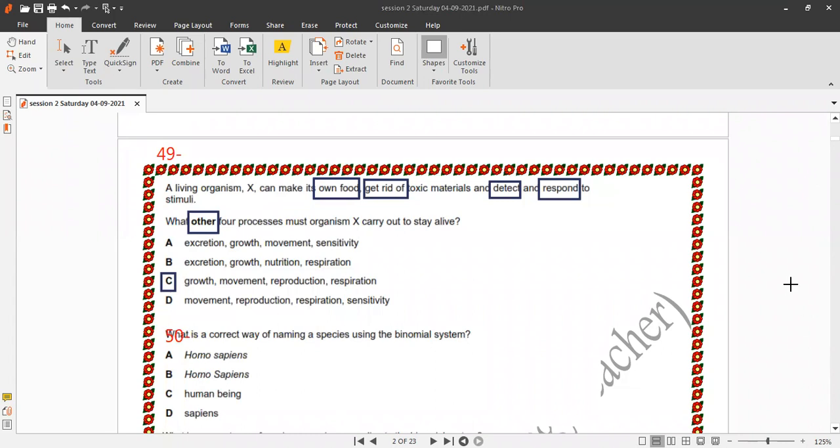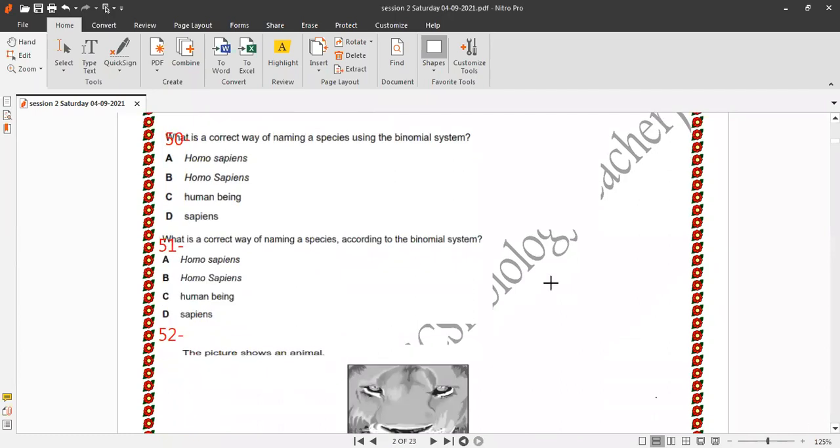50. What is a correct way of naming a species using the binomial system? A. Homo sapiens. Yes, the first part with capital letter, the second part with lowercase letter, and all italic. And also 51 the same. Okay, thank you, Said.